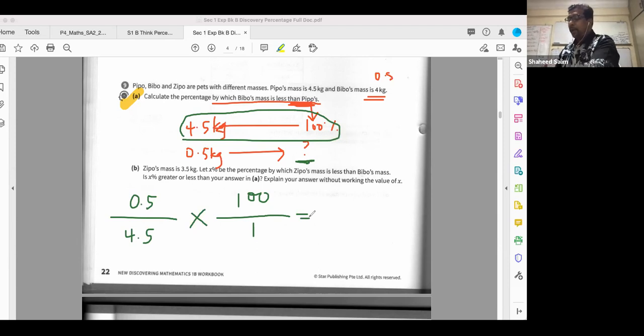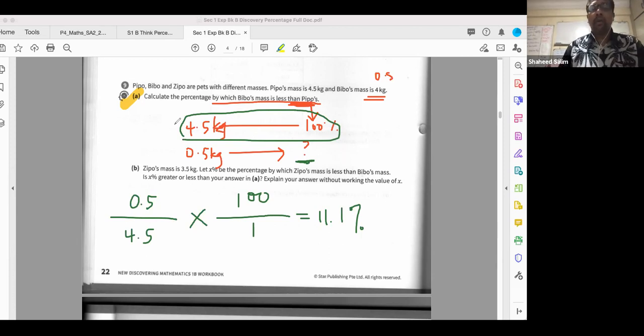Answer for B is same for A. Let us see whether you're right. 0.5 divided by 4.5 times 100. See, 11.1%. So it is 11.1% less than people's. Okay, are you okay? You understand?